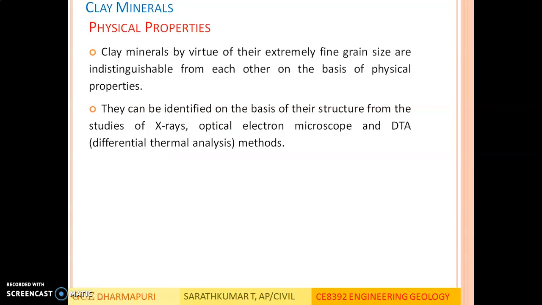Physical properties. Since clay minerals, by virtue of their extremely fine grain size, are indistinguishable from each other on the basis of physical properties, you cannot see the physical properties with the naked eye. They can be identified on the basis of their structure from studies using X-rays, optical electron microscope and DTA, which means differential thermal analysis methods. So you cannot differentiate various clay minerals using physical properties.